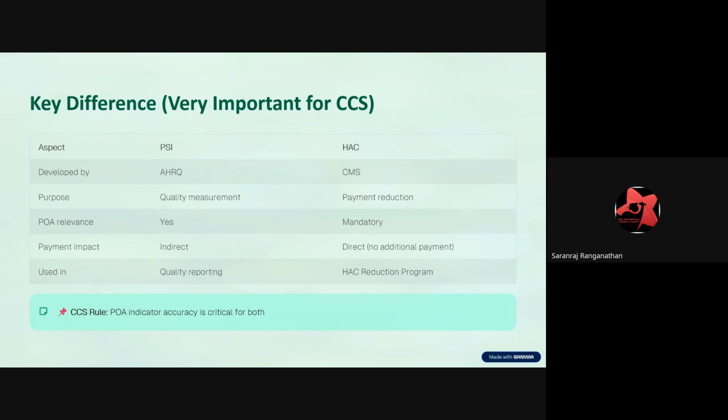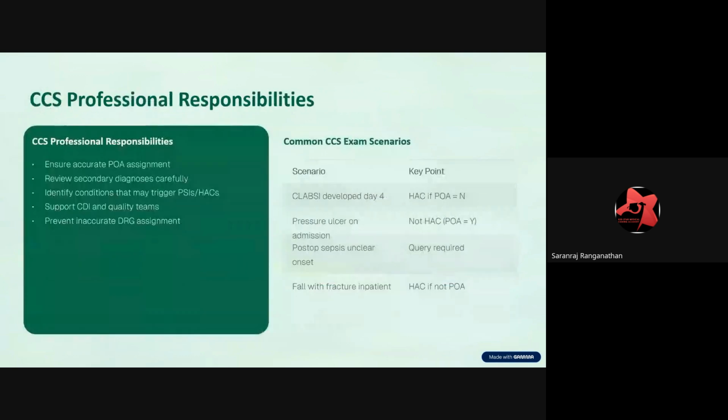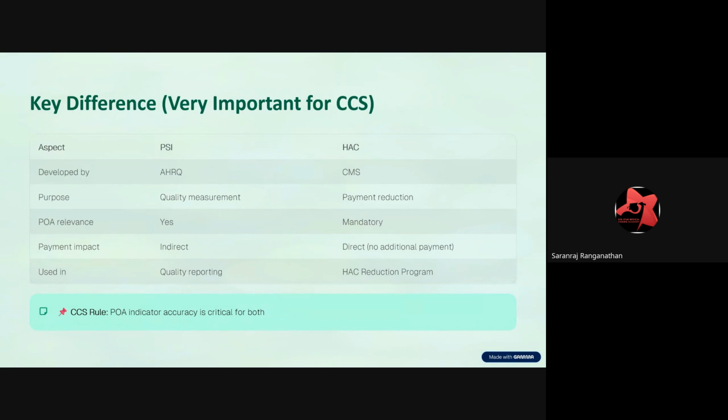If I don't report the secondary diagnosis as a HAC, meaning I don't call it a hospital acquired condition, the payment will be higher. We may think that during the hospitalization there are so many conditions, so all of them become the principal diagnosis. No, the principal diagnosis means at most one or two. Other acquired conditions, the secondary diagnoses, we need to indicate with the modifier, so the payment impact is direct. It is used in quality reporting and in the HAC reduction program, which means a payment reduction program. These are the key differences between PSI and HAC.